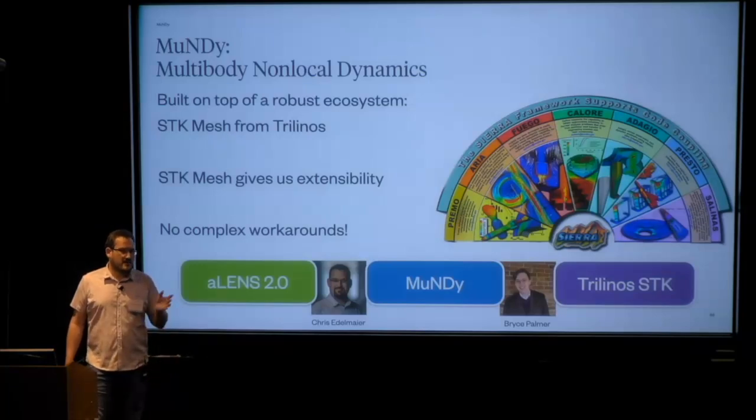But essentially, what we're going to do is use Kokkos to launch these kernels. Any other questions? Okay, cool.